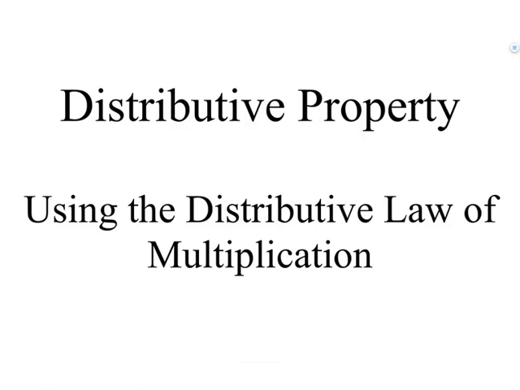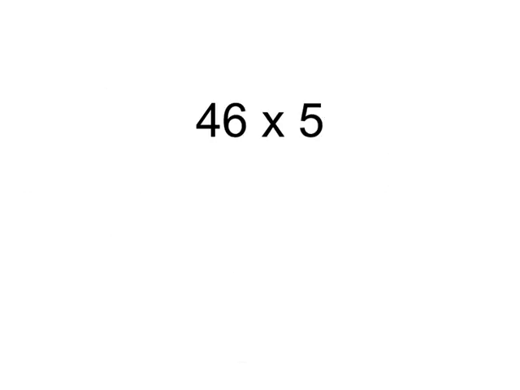Today we're going to be looking at the distributive property and the associative property. First, the distributive property, using the distributive law of multiplication. The distributive property is sometimes called the distributive law of multiplication and division, but it's really pretty simple. It's about multiplying 46 and 5 in a different way.